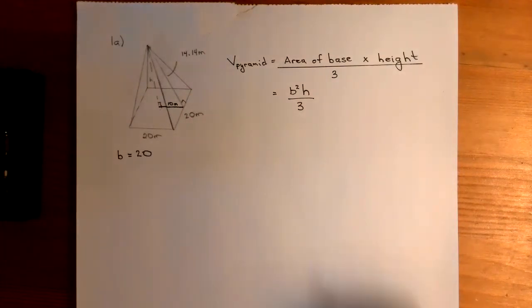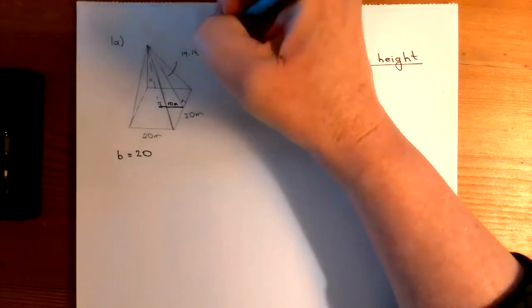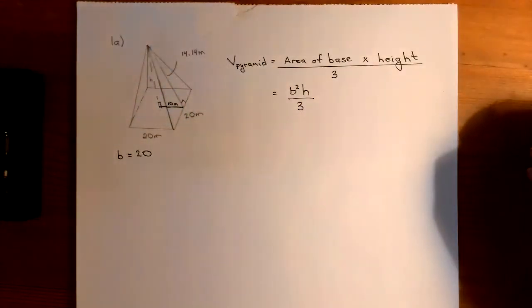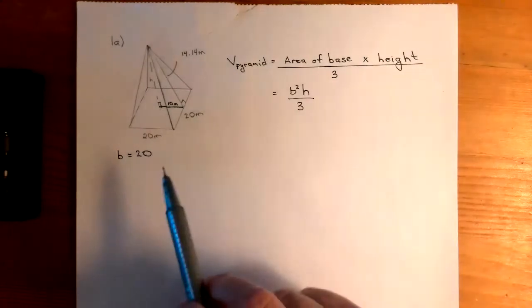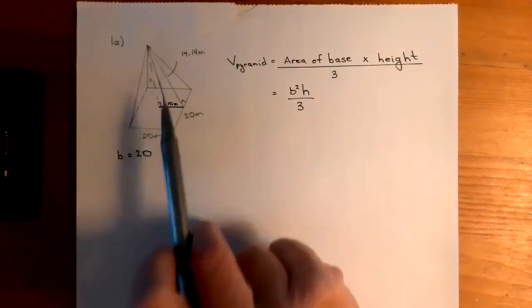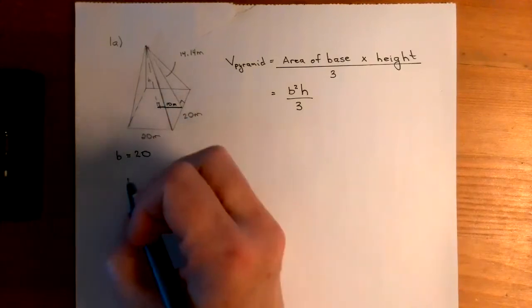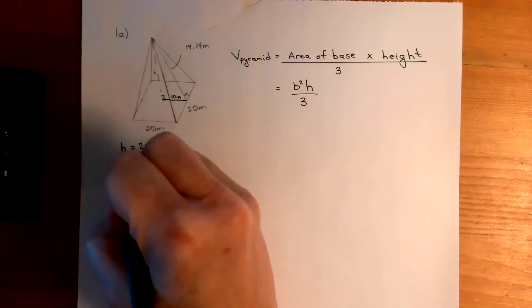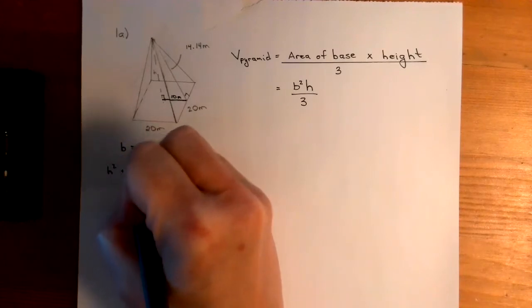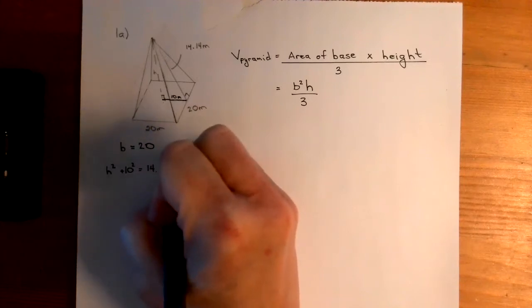So now that we know that side length, and we also happen to know that the slant height is 14.14 meters, then we can use the Pythagorean theorem, where h squared plus 10 squared is going to equal 14.14 squared.